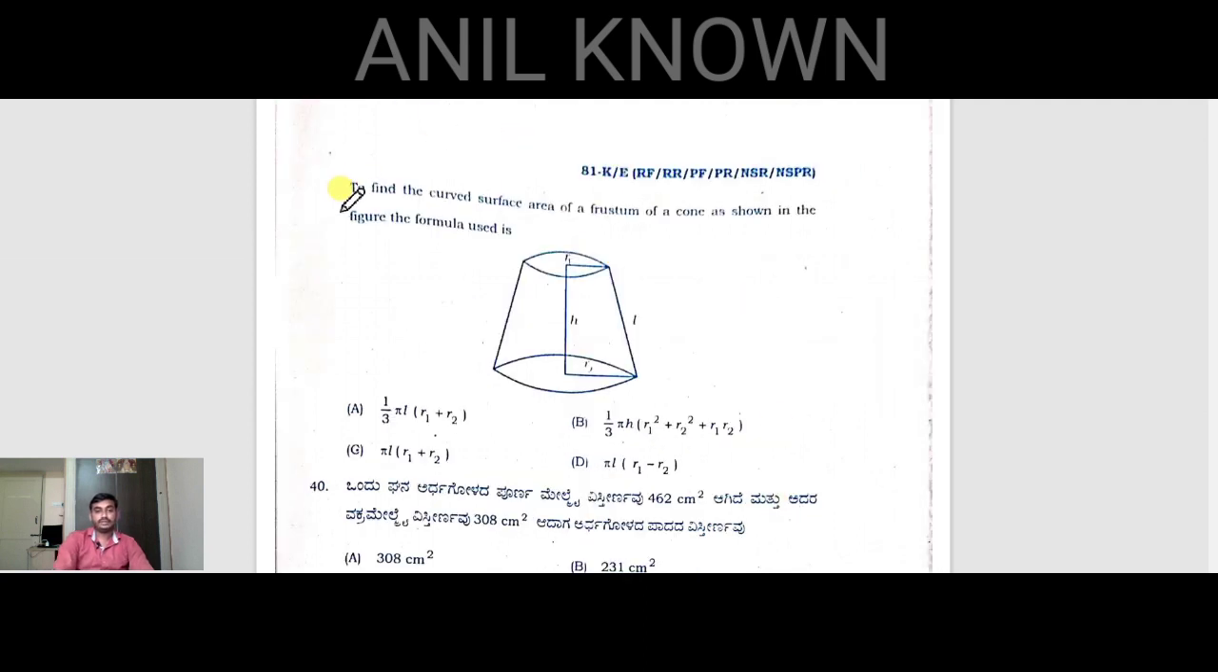The next question, to find the curved surface area of a frustum of a cone as shown in the figure, the formula used is. This is also a direct question. The answer is option C, pi L into R1 plus R2. So, this is a direct question. Then we will move on to the next question.